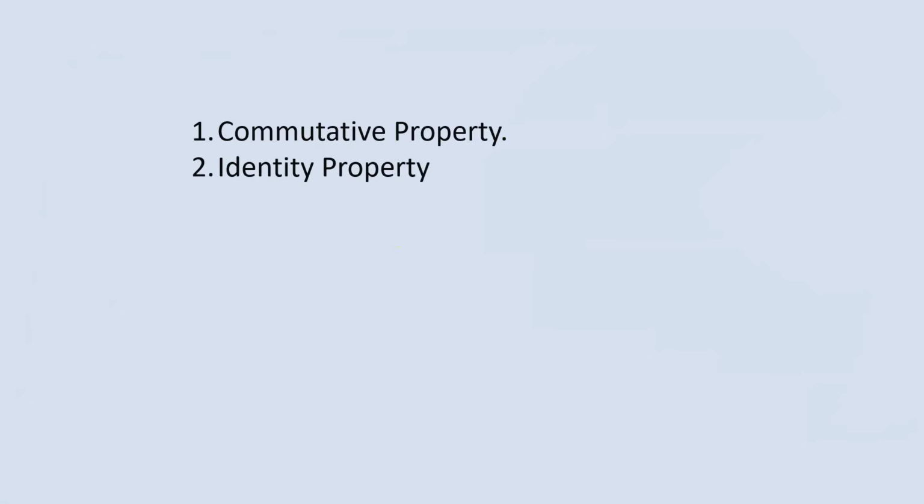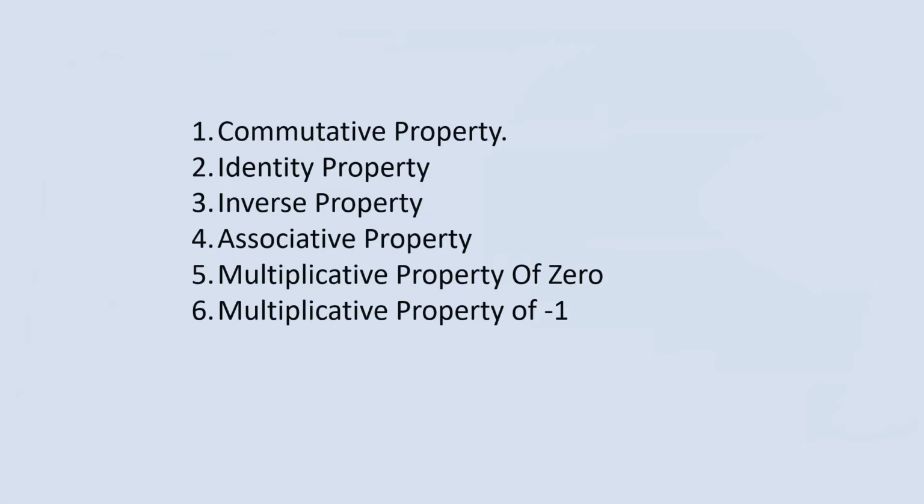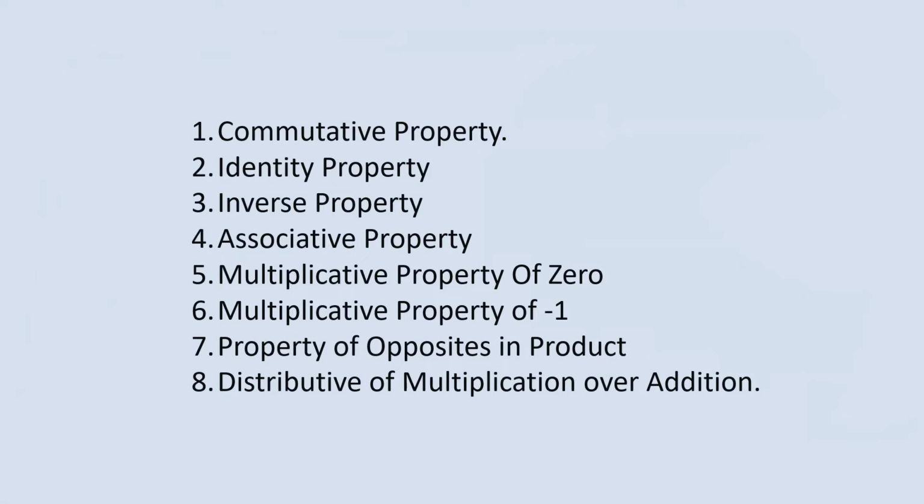You are going to learn about commutative property, identity property, inverse property, associative property, multiplicative property of 0, multiplicative property of -1, property of opposites in product, distribution of multiplication over addition. For each of these properties, I will give you some examples for better understanding. Also, instead of the traditional multiplication sign, I'm going to use the dot symbol, which means the same thing, that is the product of two numbers.